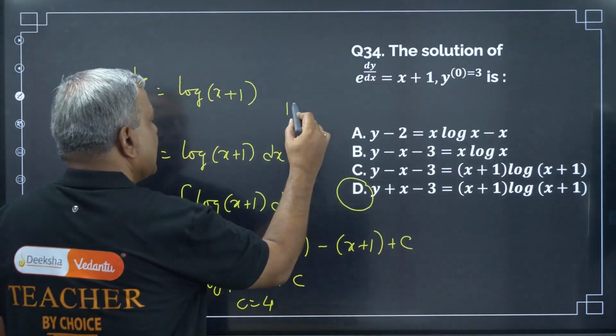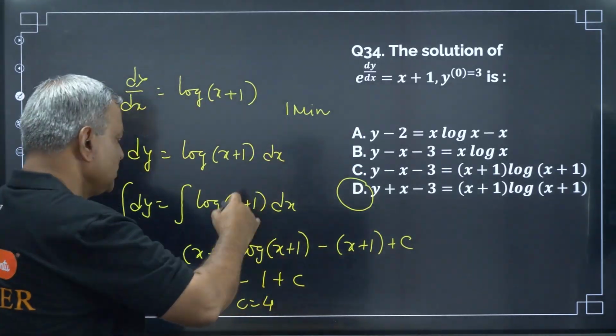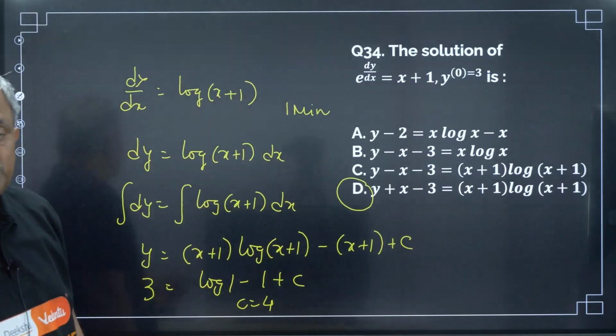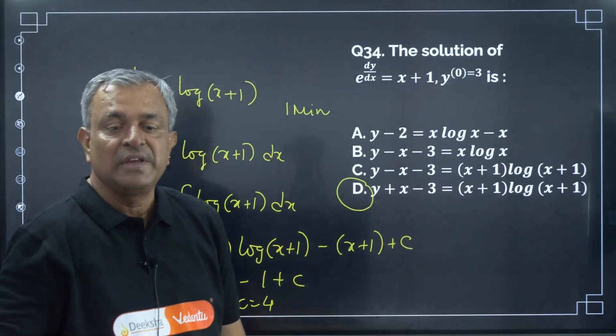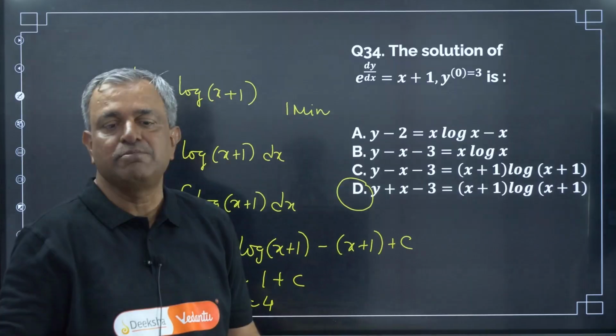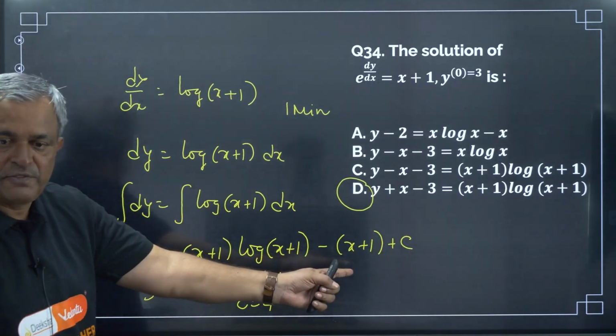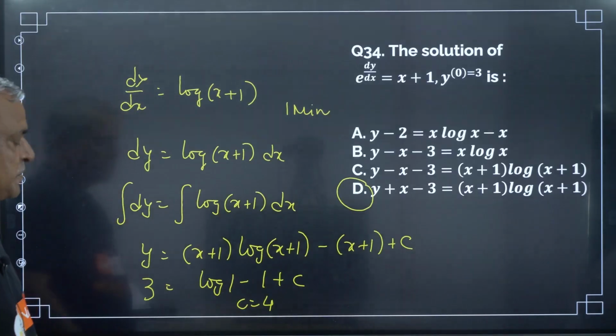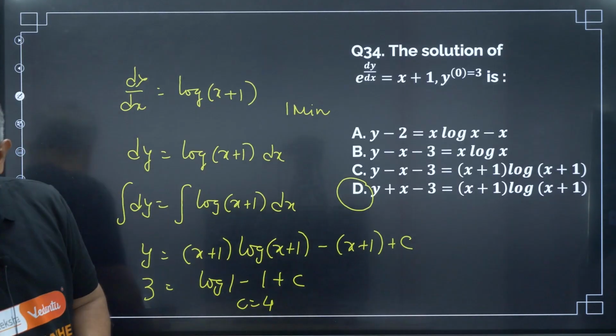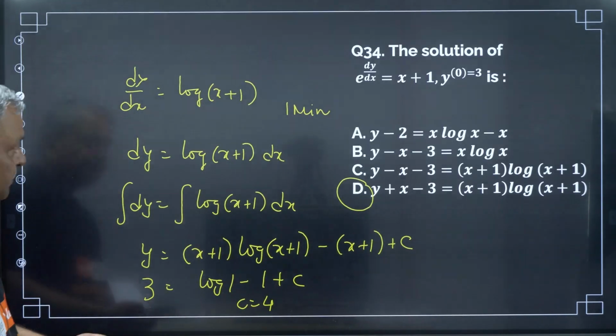It takes 1 minute. I'm allocating that because you have to identify it, and suppose you don't remember the integration of log x, it will take time to solve. So after getting the c value, substitute in the given function, you get option D as correct. 34, option D.